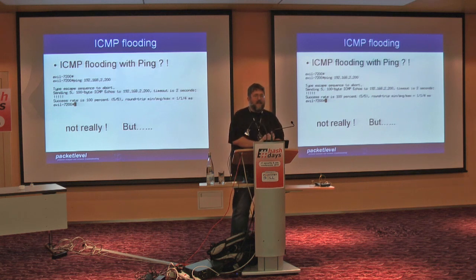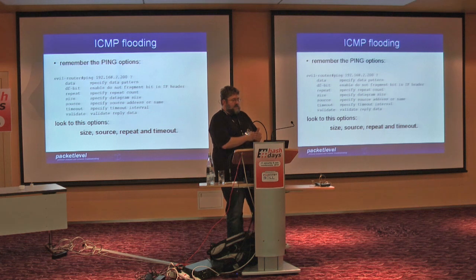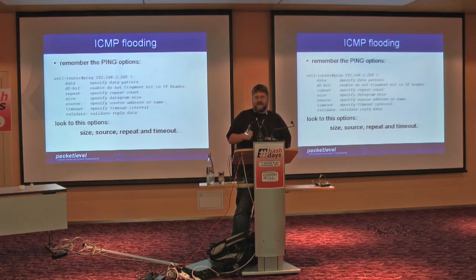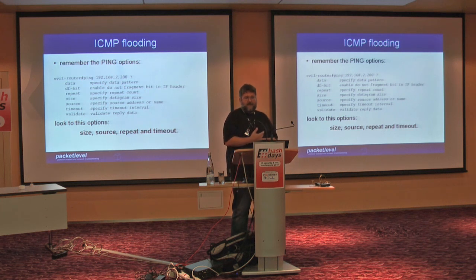We start with a simple ping command. Normally, if you execute ping on the router, it sends 5 ping echo requests to the device. The time is, I think, 1 second between each ping. 5 pings is the default. But there are some options. The important option is the size. I can make large ICMP requests. I can set the source, so maybe I can spoof the source IP address. Repeat is how often I do this. And the timeout is how long it waits for an answer.